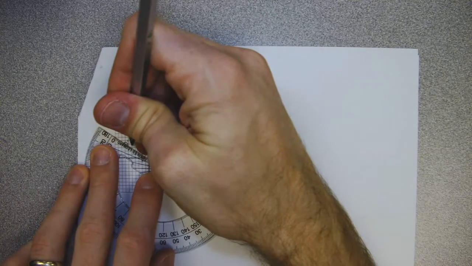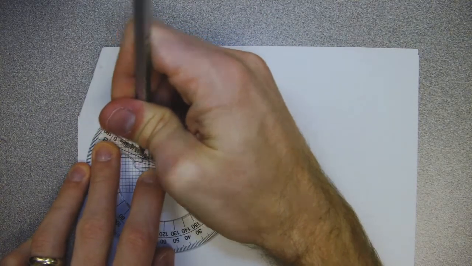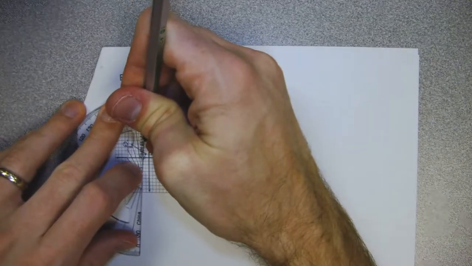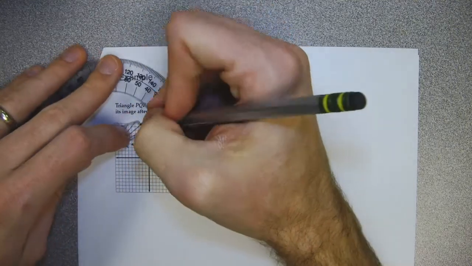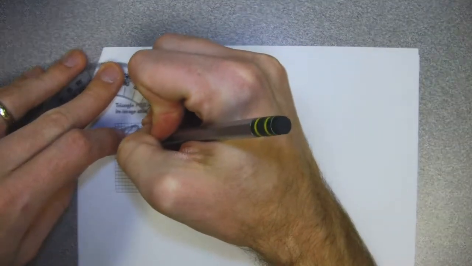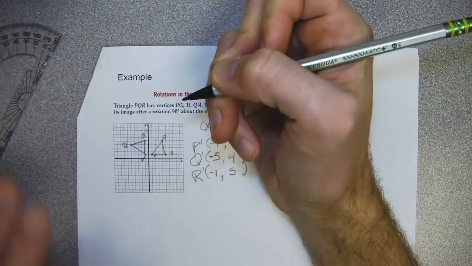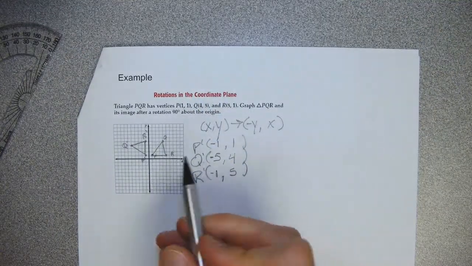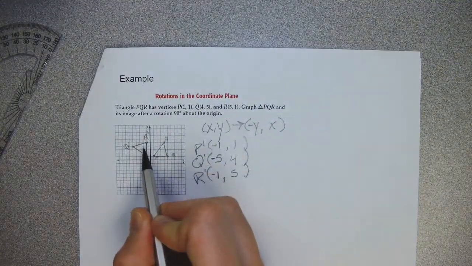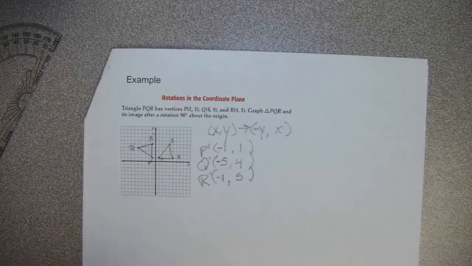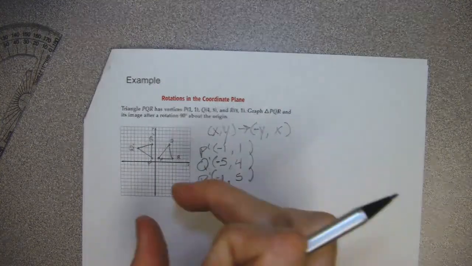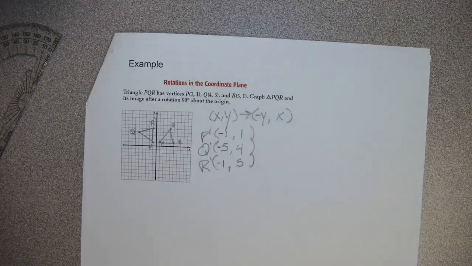And again, rotations are just like translations and reflections in that they are an isometry. We should get the exact same size, the exact same shape. The only difference is the orientation. Notice in this case, Q is pointed up, whereas here Q prime is pointed to the left. It's just how it's been turned is different. But again, same size, same shape, we're good to go.